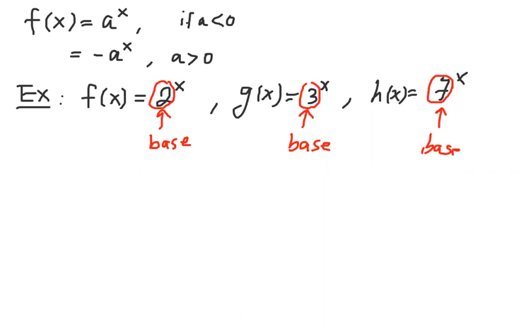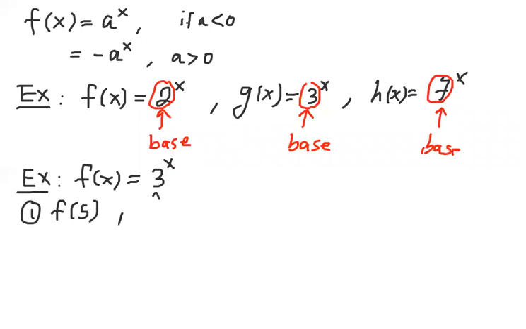Okay, so now next example: evaluate the function for the following. Suppose I have the function f of x equal 3 to the x. The question is find f of 5, f of pi, f of square root of 2. Okay, what's the answer for the first one? f of 5.